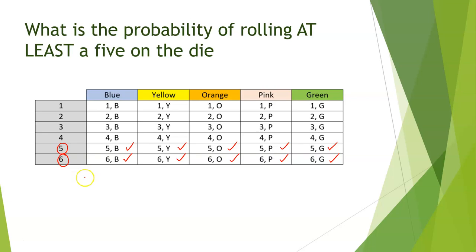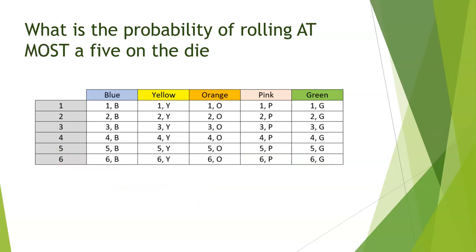So the probability of me getting at least 5 on the die is going to be equal to 10 out of 30. Now 10 goes into 10 once, 10 goes into 30 three times. So my probability is going to be 1 out of 3.